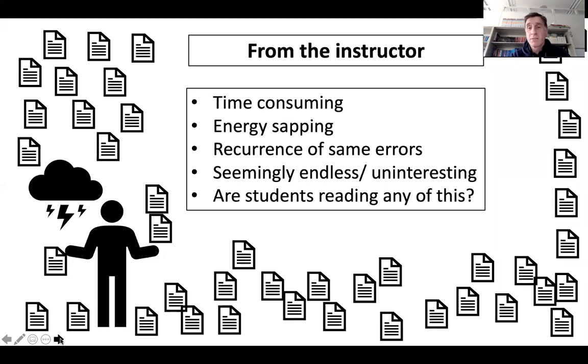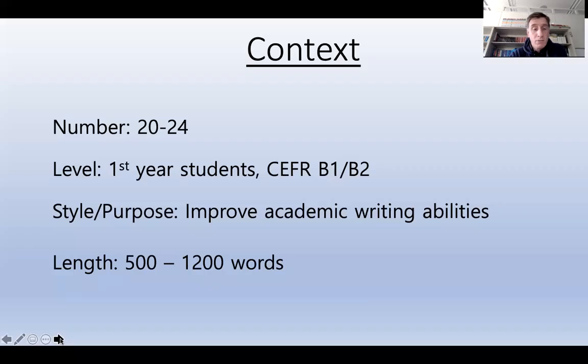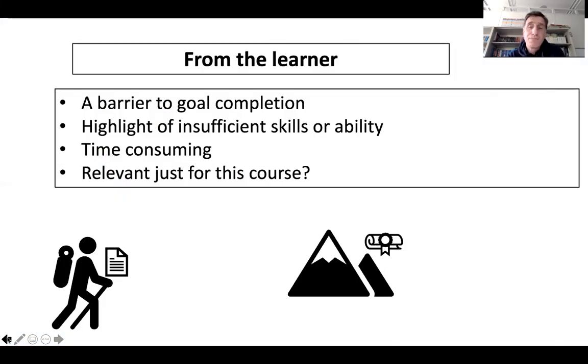From the learner's perspective, it can also be a negative. Some of the negative perspectives could be that feedback is considered a barrier to the eventual goal. It also highlights, and maybe even confirms, some of the insufficient skills or abilities that students have. Students might also see this as a time-consuming exercise where they have to go through all of the feedback, and they don't see how it relates to an improved performance outside of that task or even that course.